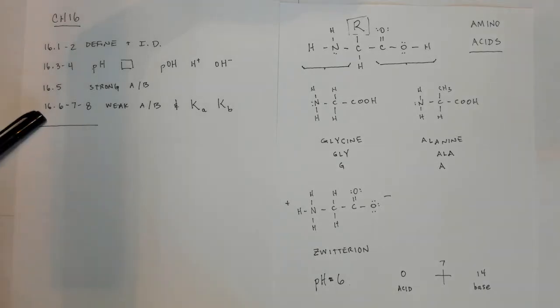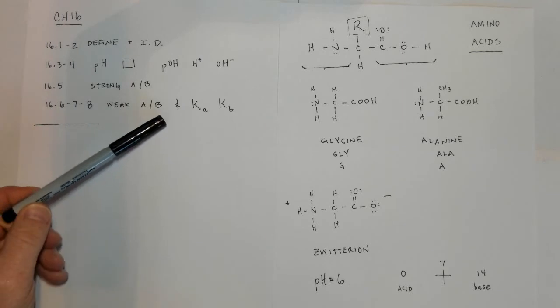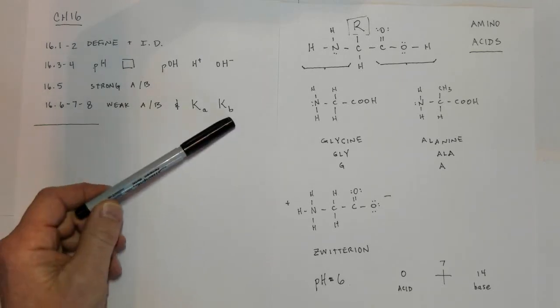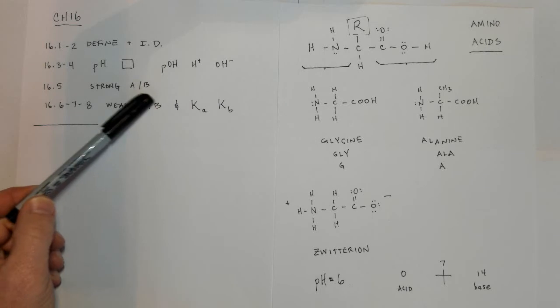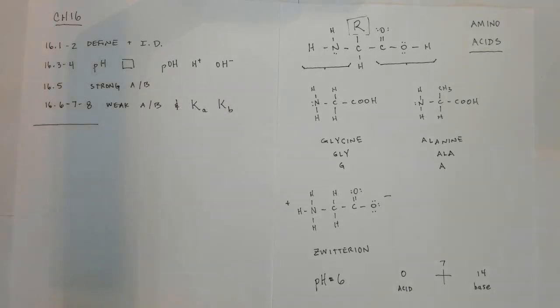So we're in section 16.7 right now, where we're talking about weak acids and weak bases and relating those to Ka and Kb. And in this video cast, we'll focus on weak bases and their equilibrium constant called Kb. Just a tiny bit of chemistry in your everyday life again.